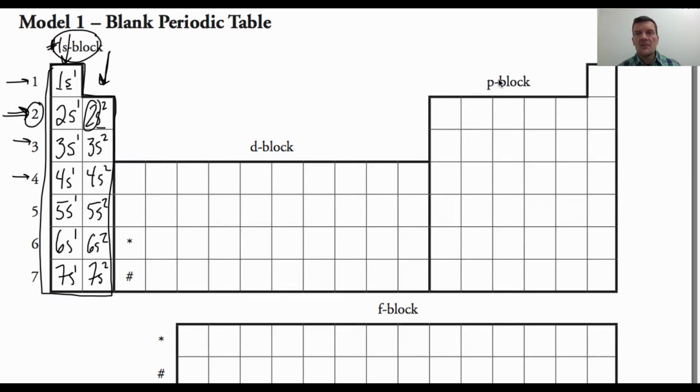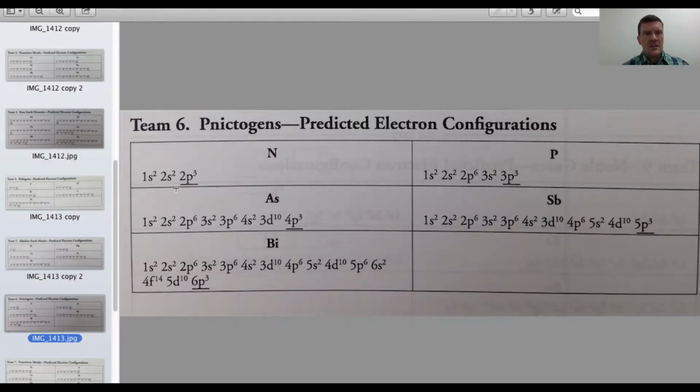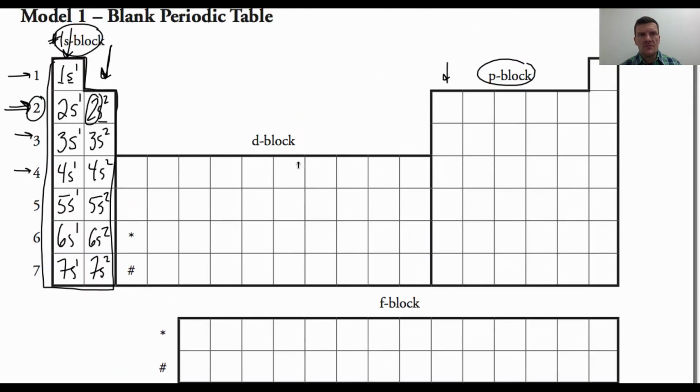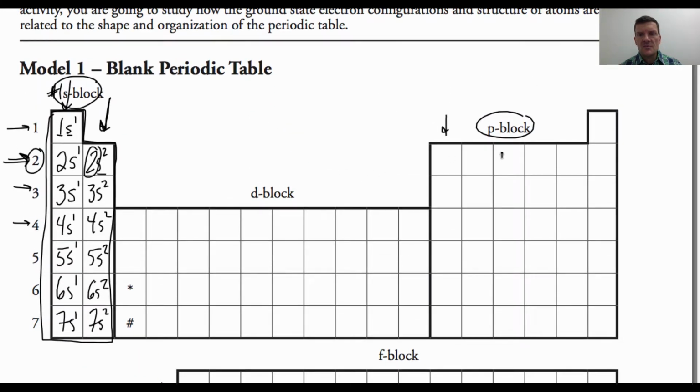Let's go over here to the P block, and let's do some of these over here. Here we have the group that involves nitrogen, and you'll notice that it's ending in 2p3. So let's find out where the nitrogen group would be on the periodic table. Well, nitrogen would actually be right here. This is your nitrogen group.